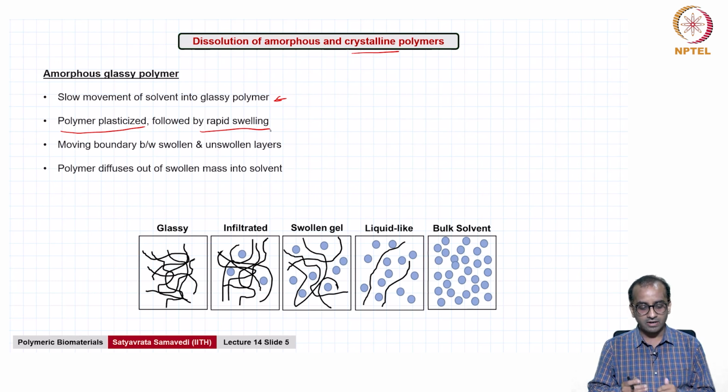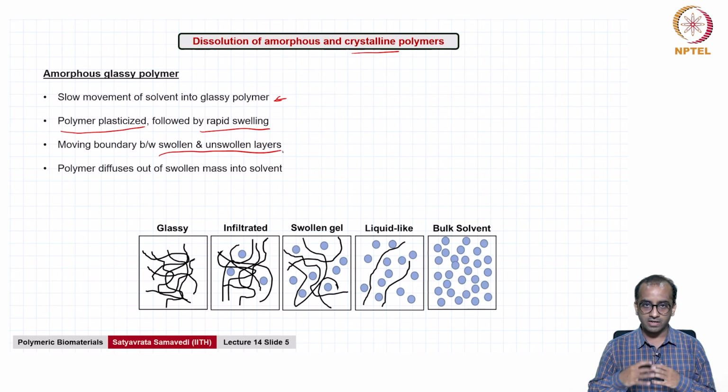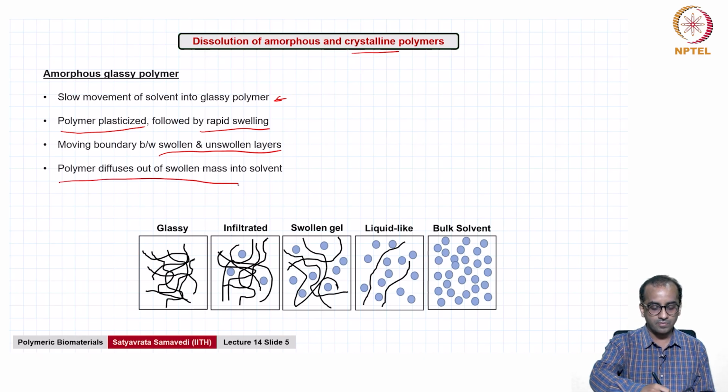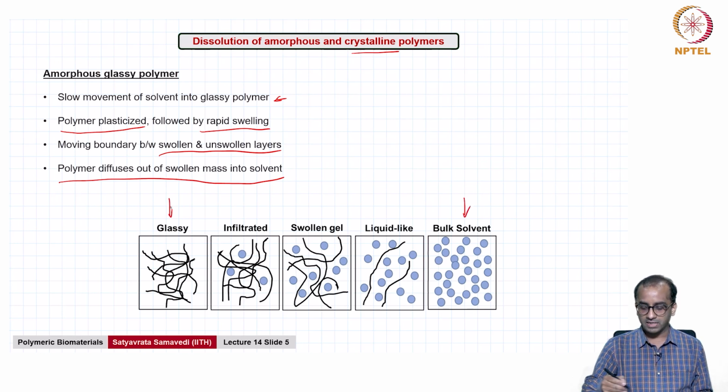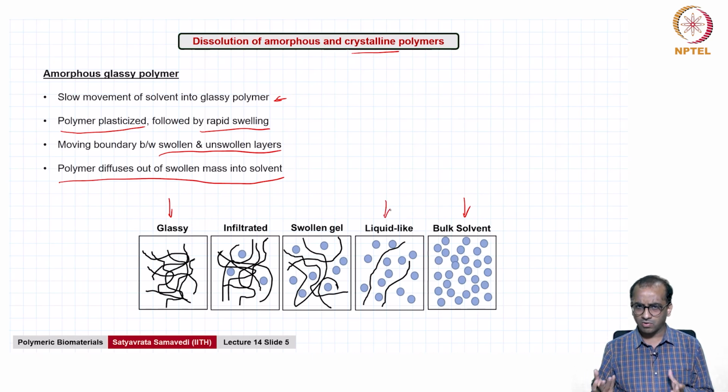And then that boundary between swollen and unswollen layers keeps moving, and ultimately once all the chains are fully solvated, then you have a full solution, at which point the polymer chains have diffused out of the swollen mass into the solvent. Now, if you consider different regions of this process, if you take a snapshot and you consider that there is bulk solvent on one side and there is the glassy polymer on the other side, very close to the bulk solvent you have a liquid-like region or almost a liquid region with very high segmental mobility.